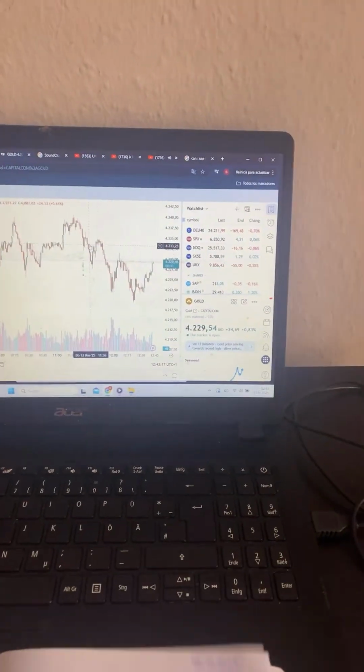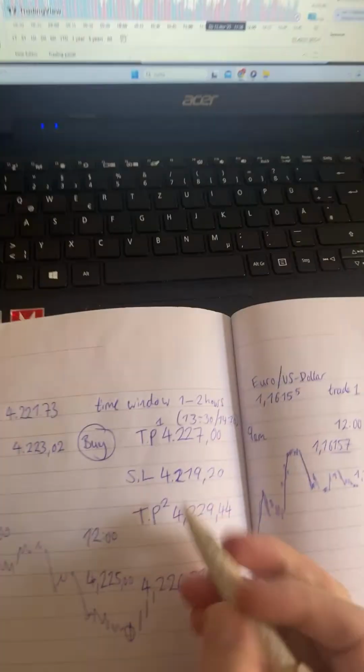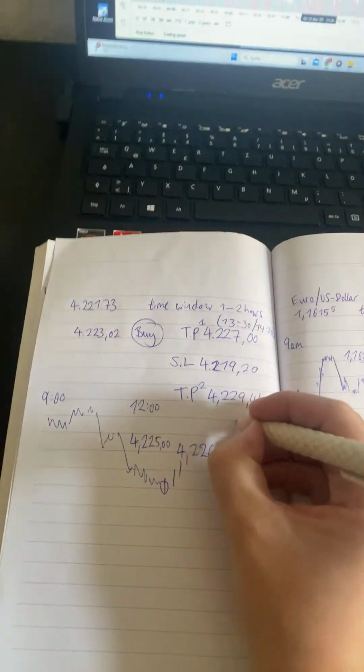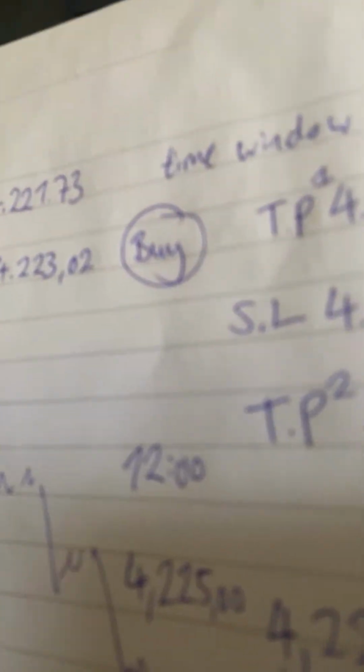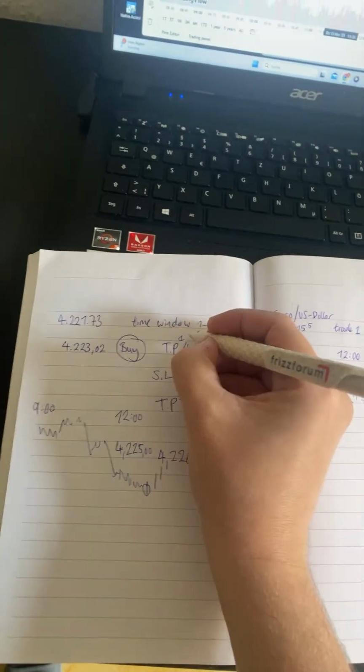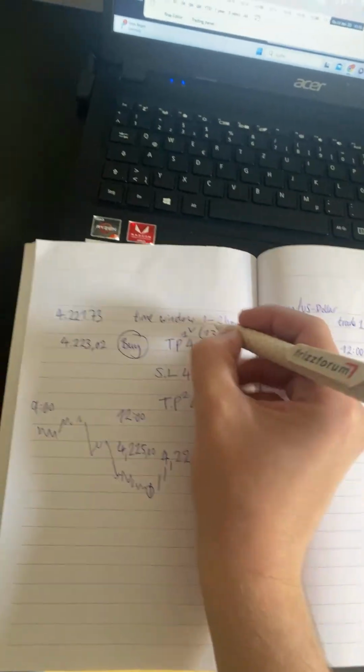And look, right now, boom. I'm telling you guys, man. So the gold just hit 229, right? Take profit 229.44, and it's at 229.56. So again, let's just do this. It hit 229.56. So take profit 1, we've got that. Okay.